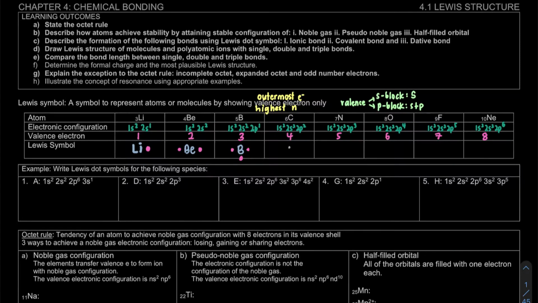Okay, next is carbon. Carbon has 4 electrons: left, right, top, bottom. So this is its symbol, with 4. Nitrogen has 5. So how about it? We draw N. Remember it must be single first. 1, 2, 3, 4.